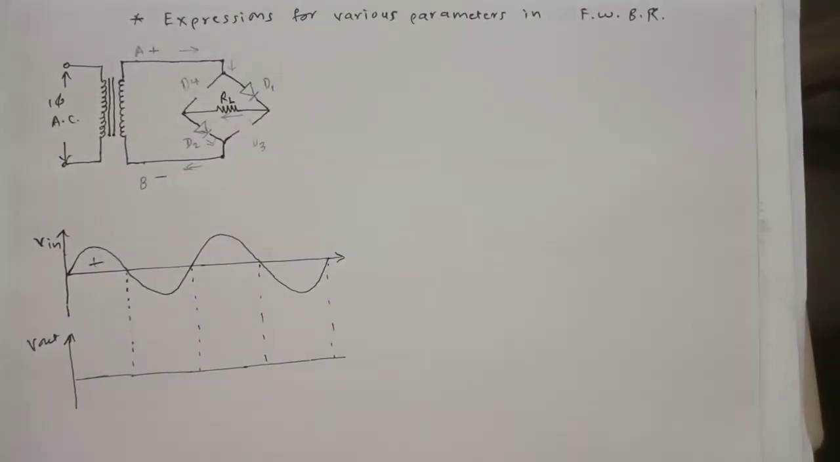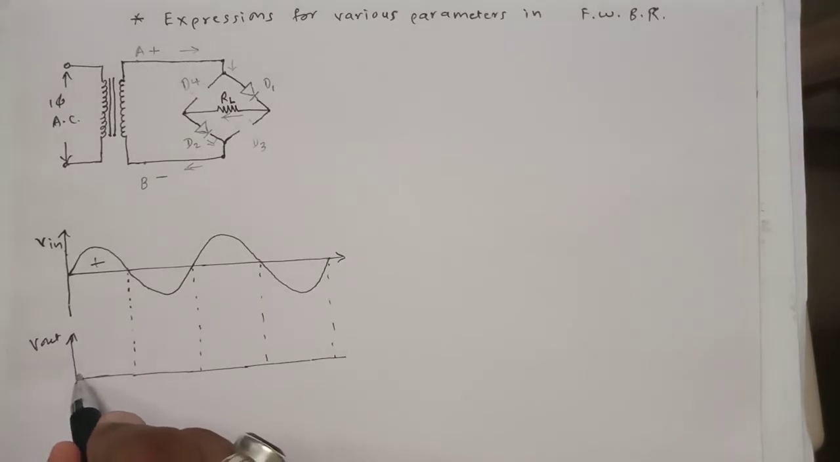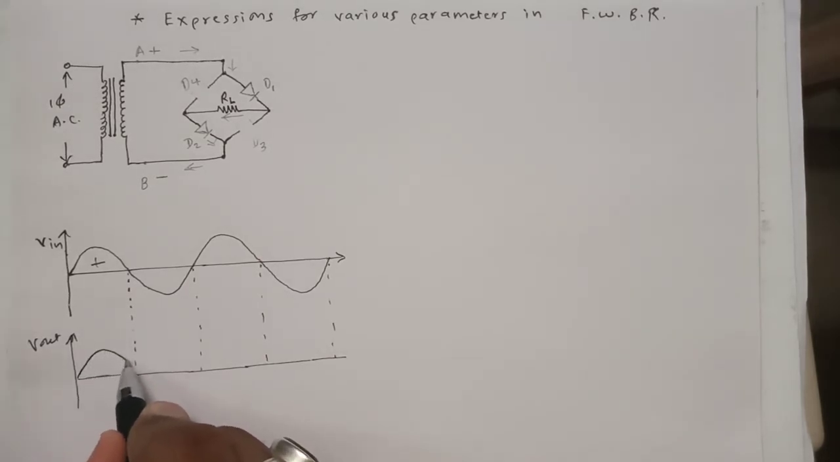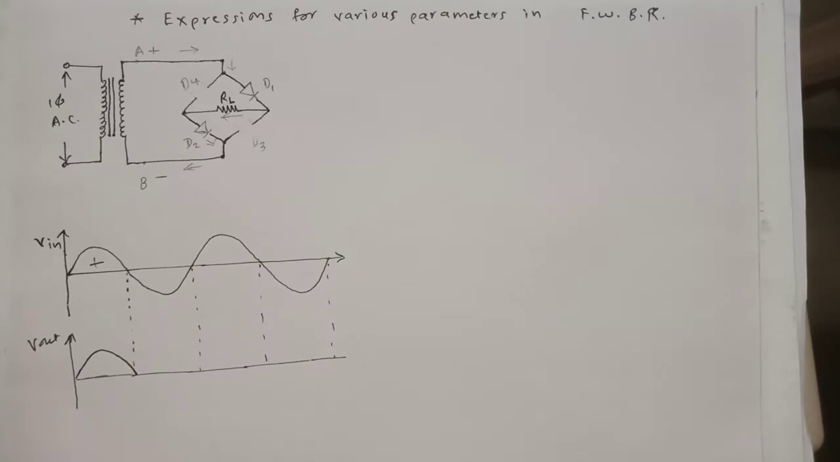In this way, during the positive half cycle, the current will flow and we will get this voltage across the load resistor RL.